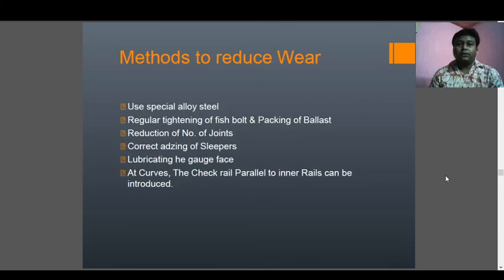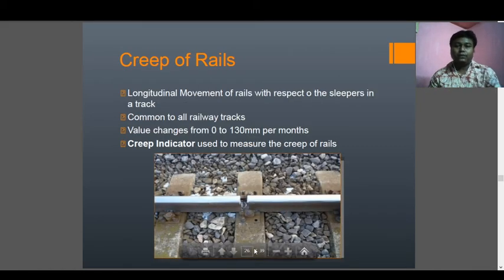Next is the methods to reduce the wear. There are a few methods. Use special alloy steel, regular tightening of fish bolts and packing of ballast, reduction of the number of joints, correct edging of slippers, lubricating the gauge face at curves, and a check rail parallel to the inner rail can be introduced. So see, this one is a type of cracking.